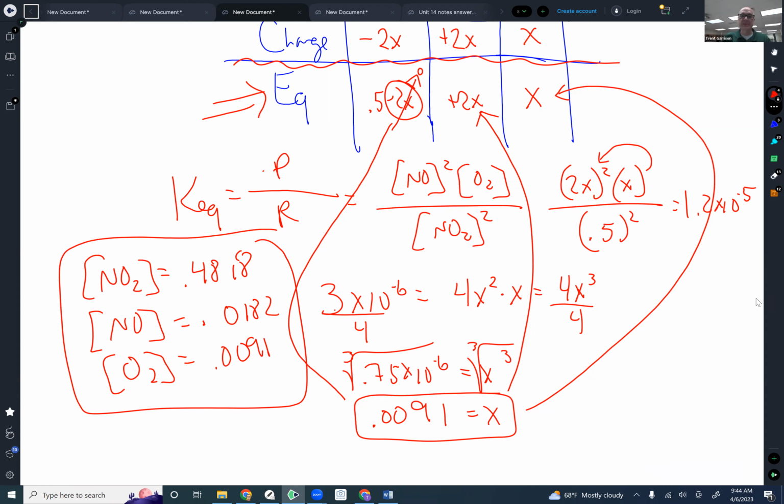I know there's a lot of steps. It's called an ICE table. It is one of the more complex problems, but they all solve the same way. You just have to remember the pattern.